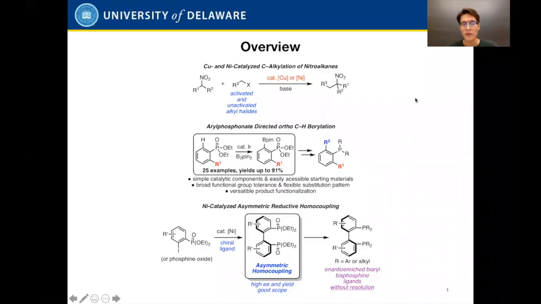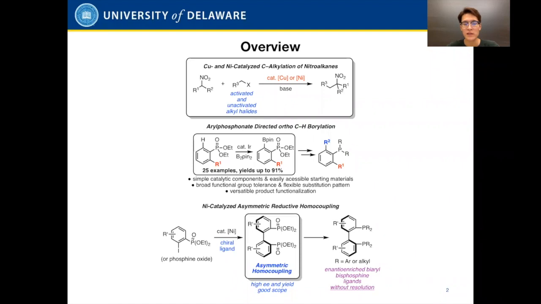Hi, my name is Raphael, and I'm a fourth-year graduate student in Professor Don Watson's group. In addition to the heteroatomic Heck reactions that Katerina, Alyssa, and Ola have described, our group has also worked on nitroalkane chemistry along with phosphonate-directed ortho-CH borylation and asymmetric reductive homocoupling of aryl halides. First, I'll be discussing our work specifically on the C-alkylation of nitroalkanes.